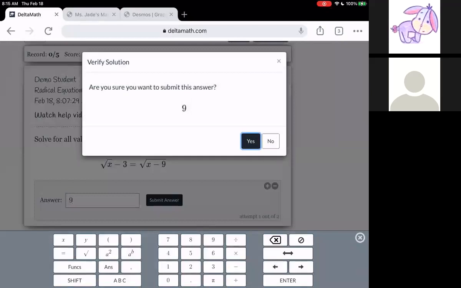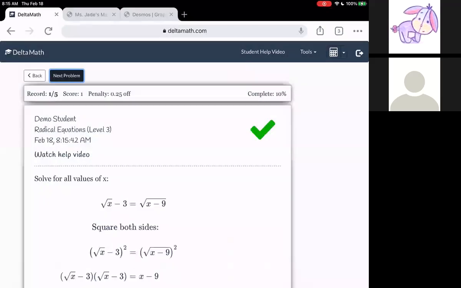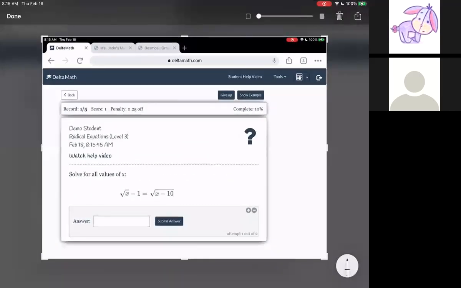9. All right, let's do another problem. Okay, so solve for all values of x again. So remember that our first step here is to just simply square both sides.